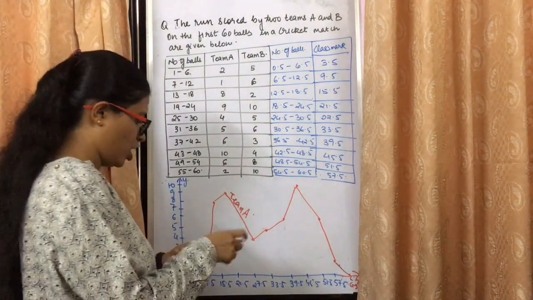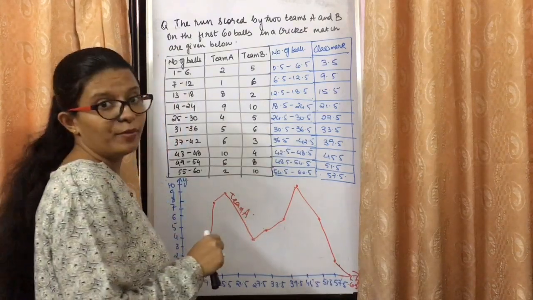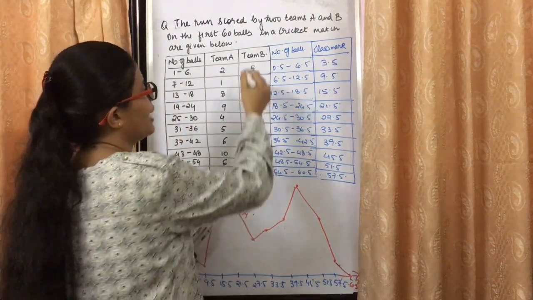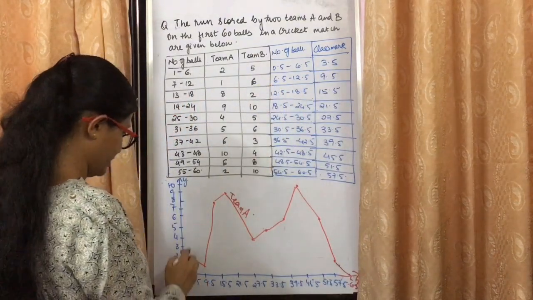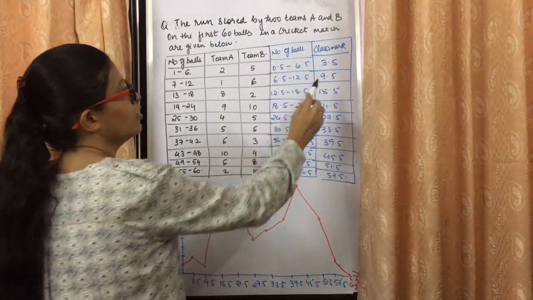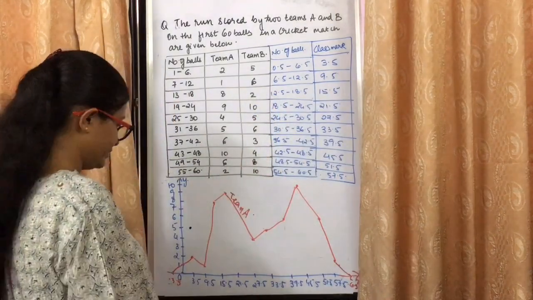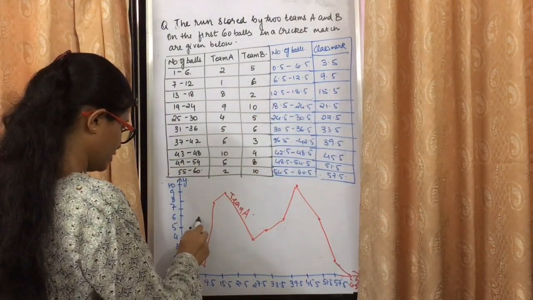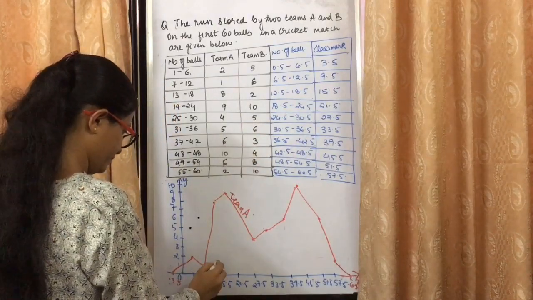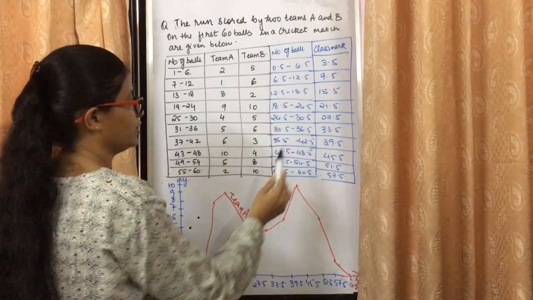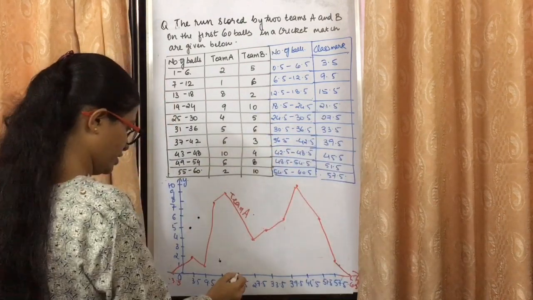Now we need to plot on the same graph paper for team B. We have the data for team B also. Let's plot. How many points at 3.5? 5 points. At 9.5, how many points? 6 points. So we have 6 points over here. At 15.5 we have 2 points. At 21.5 we have 10 points.